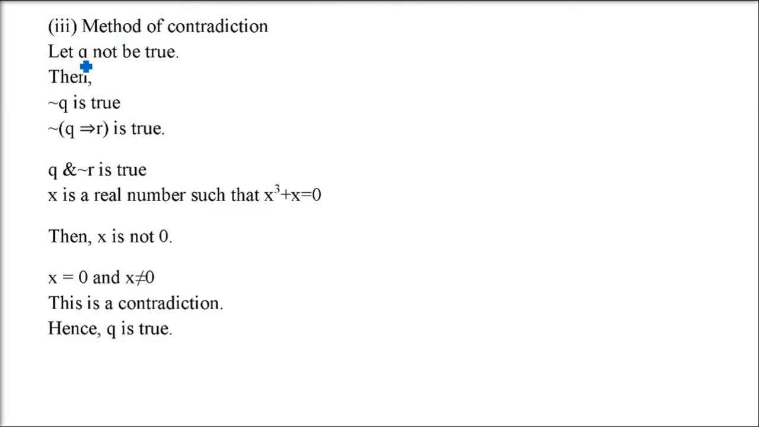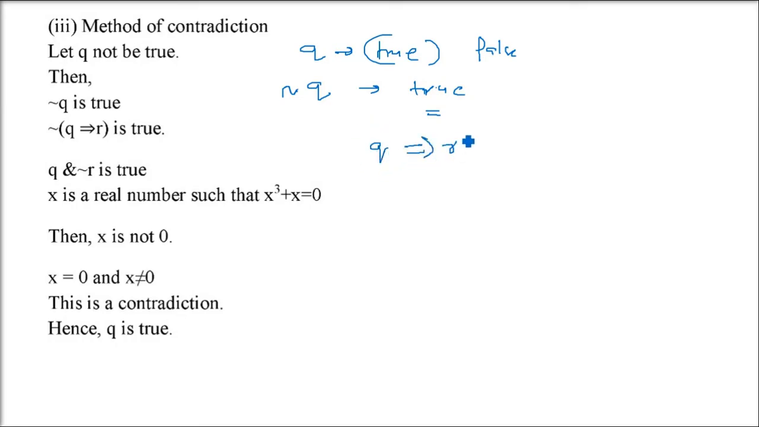Now contradiction. Contradiction means you assume something and you contradict yourself. Let Q not be true, then not Q is true. That is, Q implies R is also true. Not of Q implies R is true. That is, Q and not R is true. I'm just saying because the solution is like that, but you don't have to worry about this. The contradiction method is very easy. It's just like your direct method.